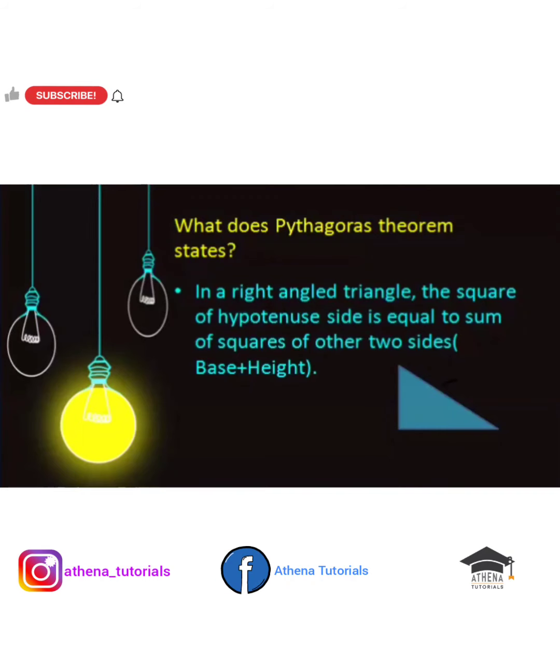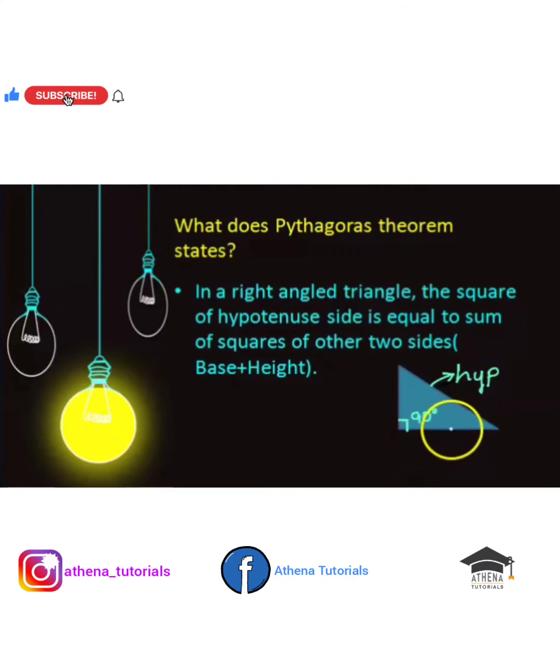Let's take one example. What does Pythagoras theorem state? In a right angle triangle, the square of the hypotenuse side is equal to the sum of squares of the other two sides, that is base and height. What does a right angle triangle mean? One angle should be 90 degrees. So here this angle is 90 degrees, and the side which has the longer length is called the hypotenuse.